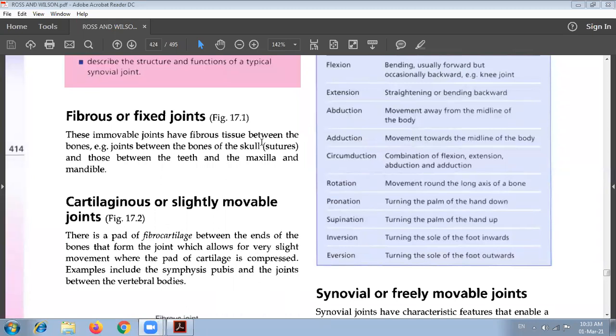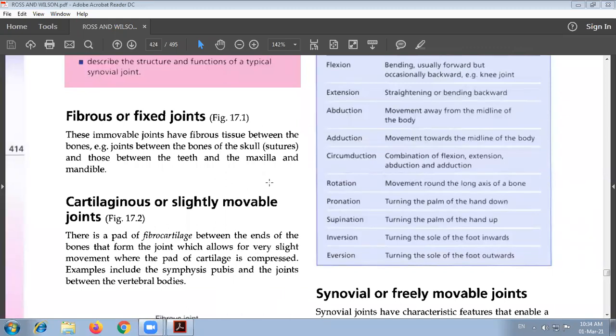parietal, temporal and occipital bones. All these are joined with this fibrous type of joint, and these joints are called sutures, and those between the teeth and the maxilla and mandible. So these are some of the fixed types of joint. When the teeth are fixed into the maxilla, they are not movable, and the maxilla is not movable. So all these are fibrous types of joints.